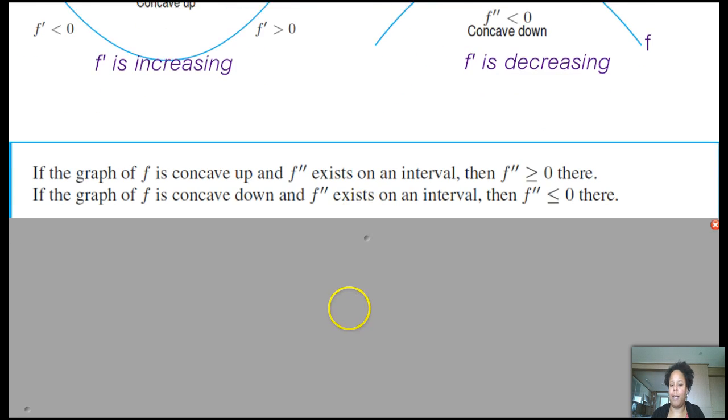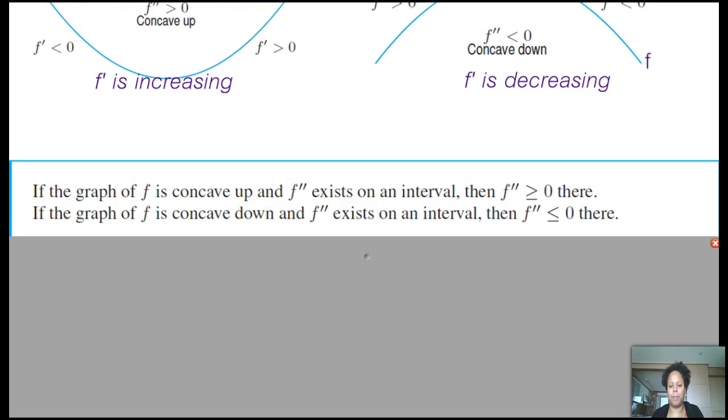If the graph of f is concave up, and the second derivative exists on that interval, then the second derivative would have to be greater than or equal to 0 there. If the graph is concave down and the second derivative exists on an interval, then the second derivative is less than or equal to 0 there.